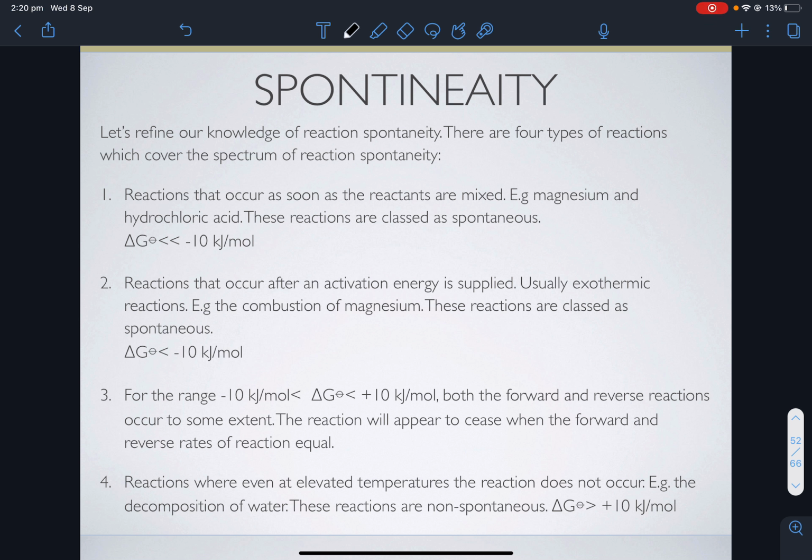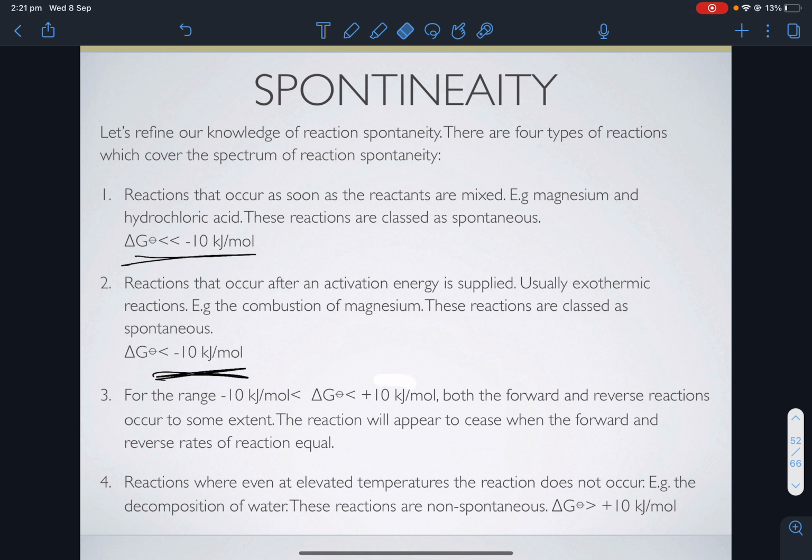If it's much less than negative 10 kilojoules per mole, it is spontaneous. So we've changed that goalpost, okay? But hold on. Reactions that occur after an activation energy is supplied are usually exothermic reactions, such as combustion reactions of magnesium. These are also classed as spontaneous because they're just below the 10 kilojoules per mole mark. For them to get going, you need a large input of energy. Think about when we burn magnesium, we need to put it under a really hot flame, give it a lot of kicker energy, and then it will go, okay?